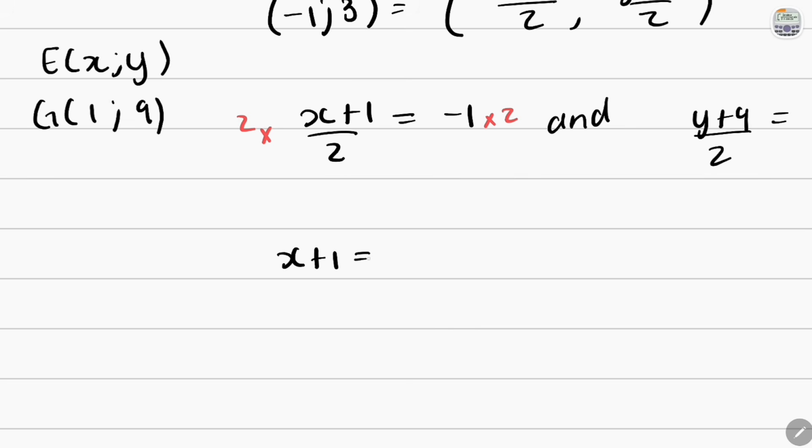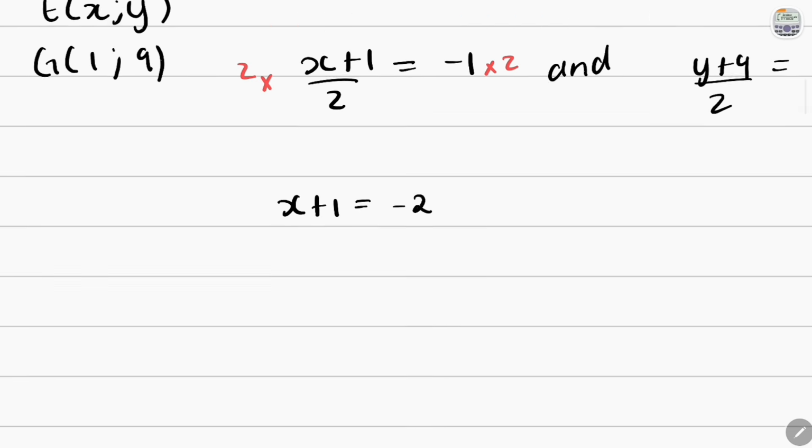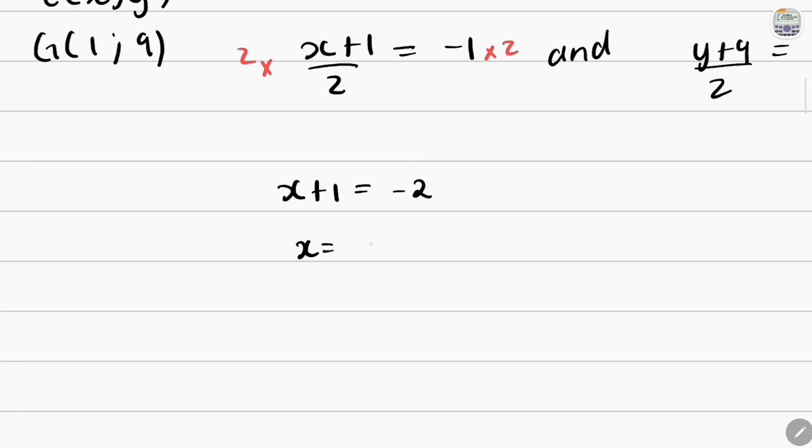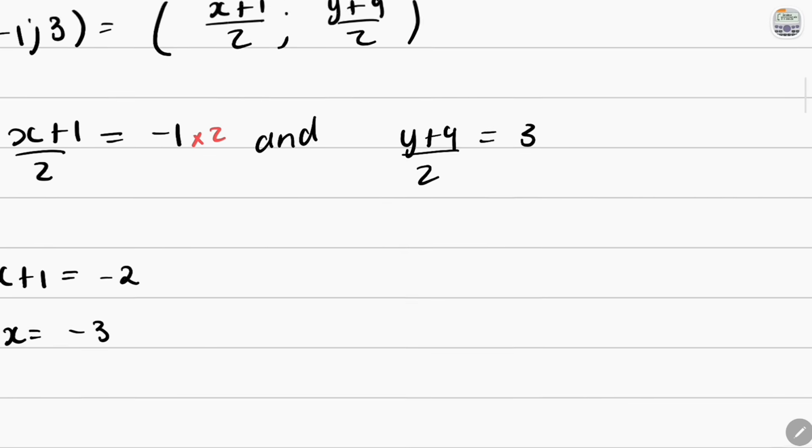Now we have x plus 1 is equal to negative 2. And then transpose the 1. So x is equal to negative 3. And then here, same thing.